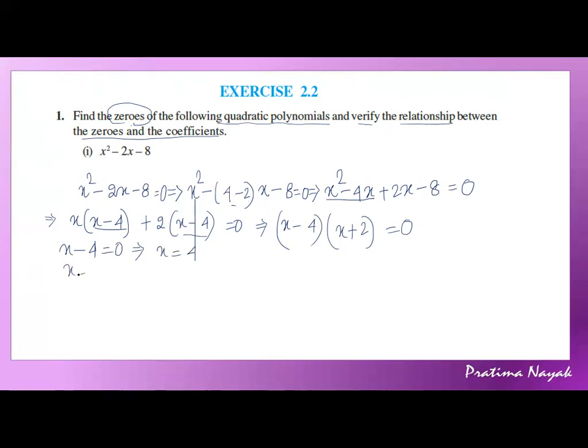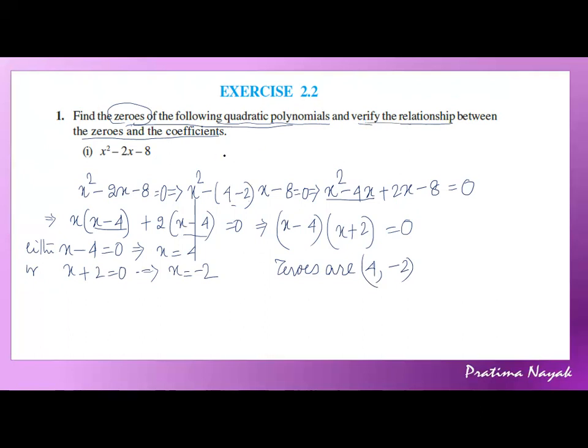Or x plus 2 is 0. This is either-or. Or x is equal to minus 2. So what are the two zeros I got? Zeros are 4 and minus 2. One part is over. Find the zeros.